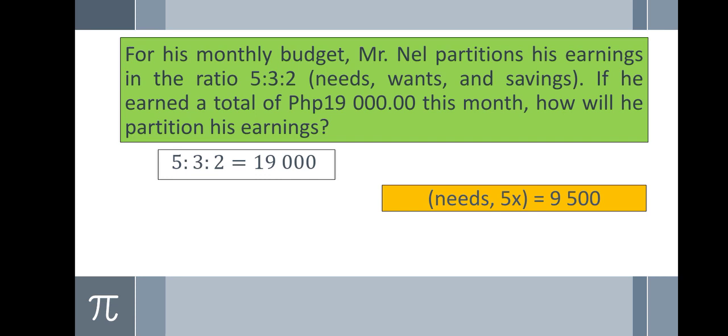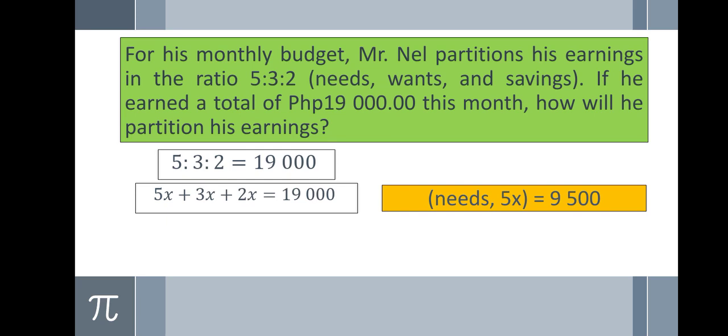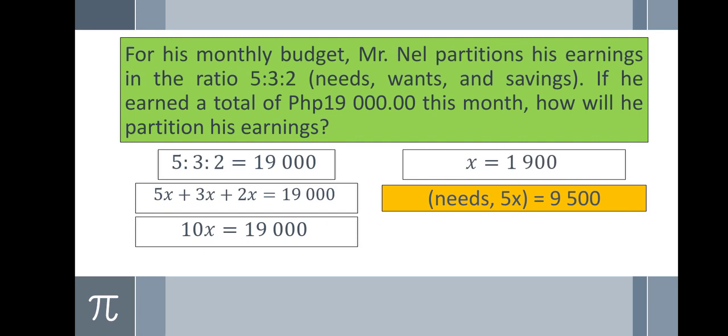So 5 is to 3 is to 2 becomes 5x plus 3x plus 2x is equal to 19,000. Combine like terms: 5 plus 3 plus 2 is 10x is equal to 19,000. To get the value of x, simply divide both sides by 10 to get 1,900. Now this is the value of x. Then we will substitute to the following needs, wants, and savings.